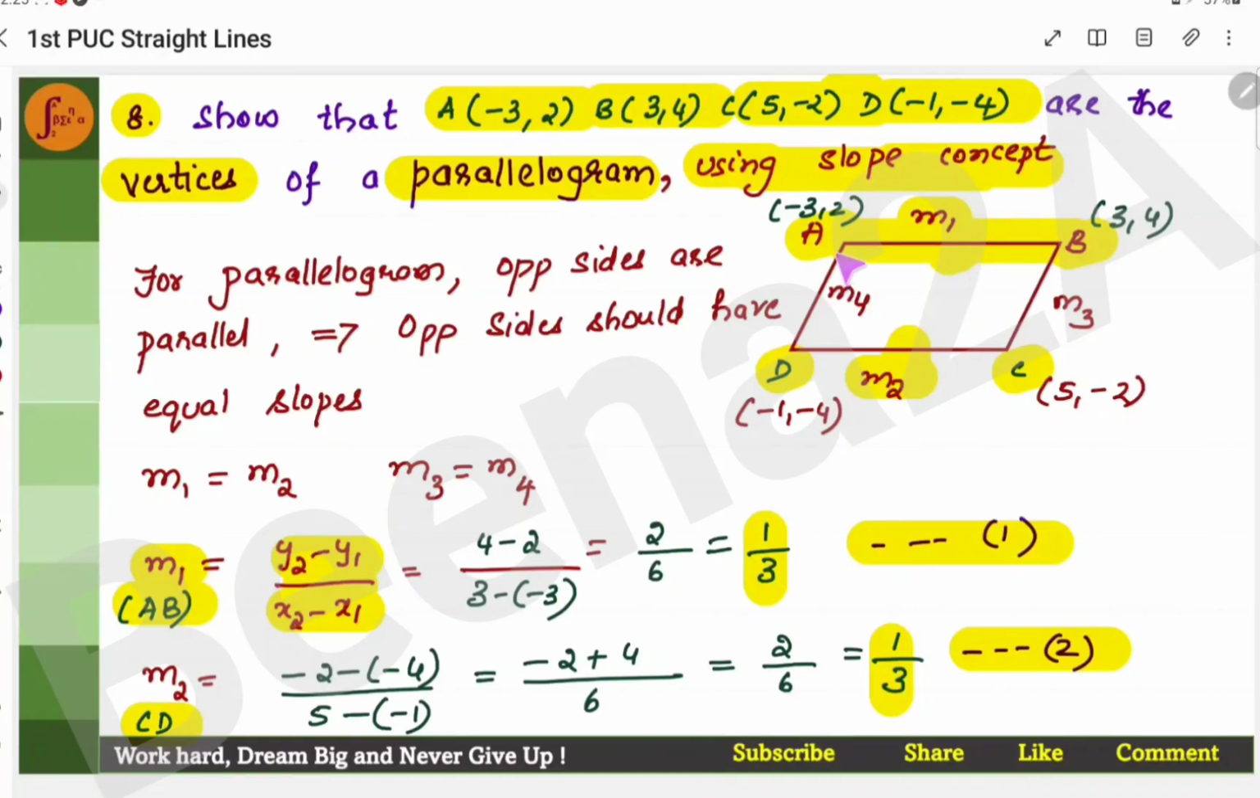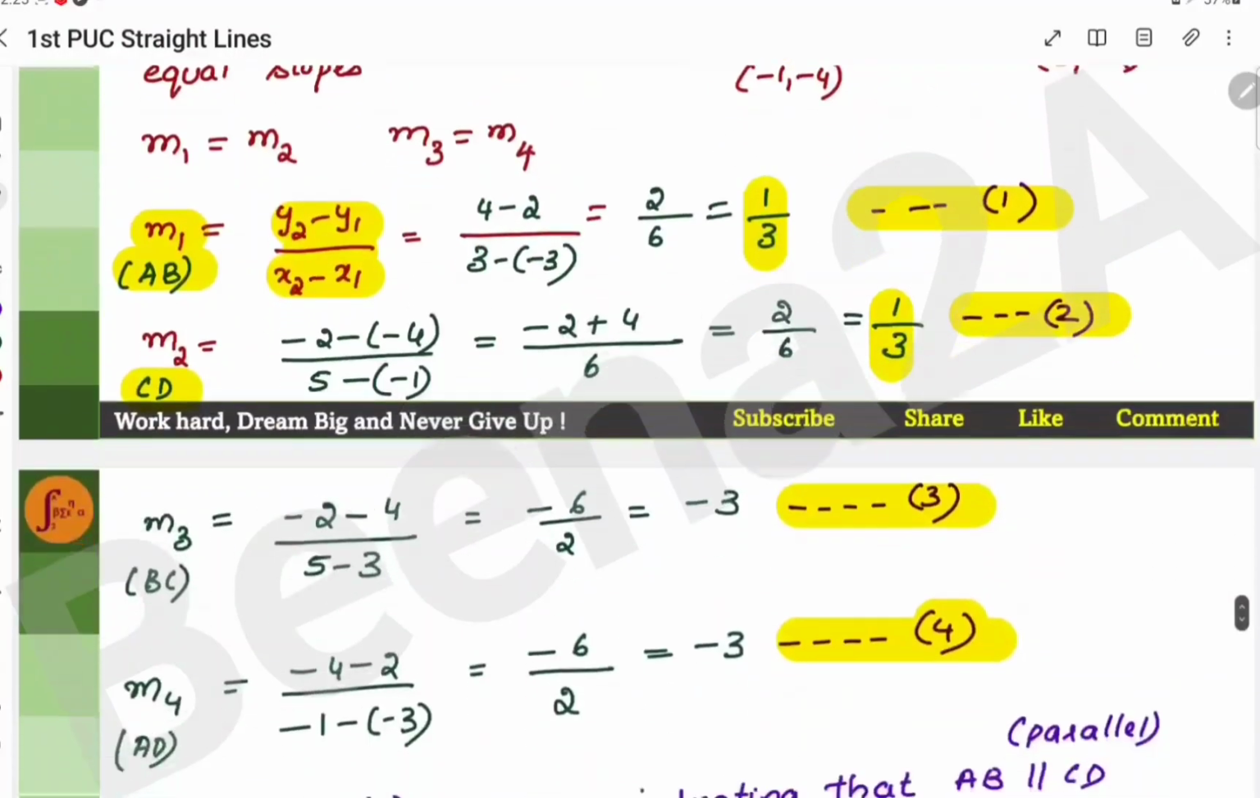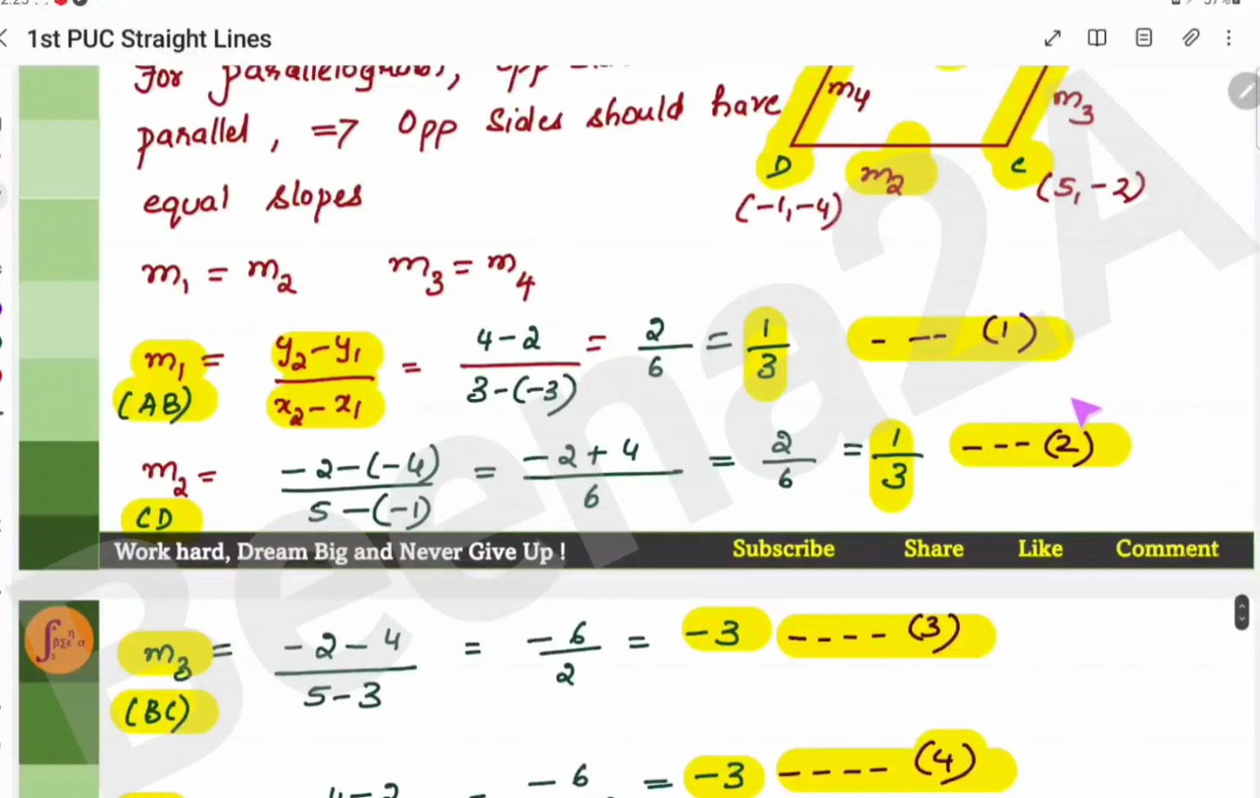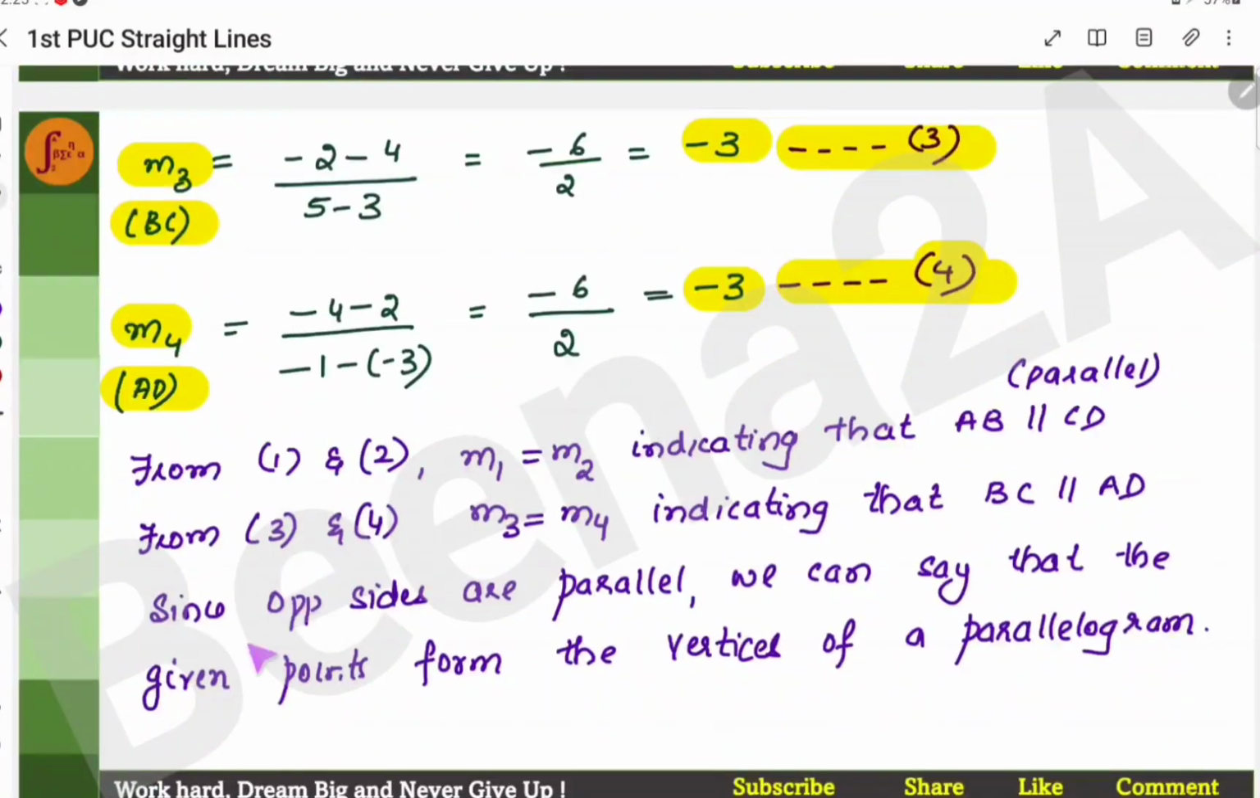This is not enough. You'll also have to find out if these two sides, AD and BC, are also parallel. That is, they should have equal slopes. Slope of AD should be equal to slope of BC. So let's find that: slope of BC, slope of AD. Again, it's same. So now you can see that from equations 1, 2, 3, 4, we can say that opposite sides are parallel, the slopes are equal, therefore the given points form the vertices of a parallelogram.